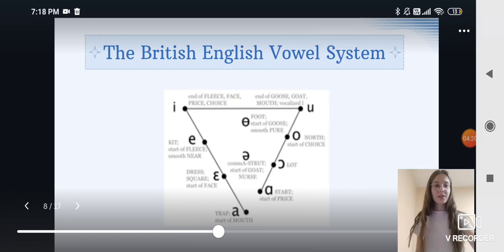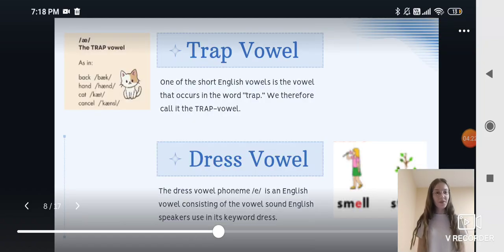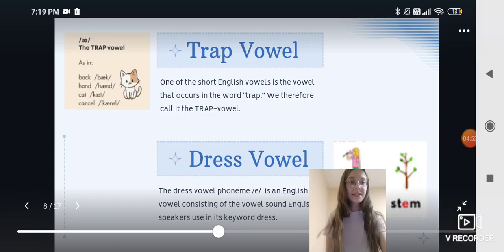And let's talk about some types of vowels. This is the chart, the English vowel system, and let's start with the trap vowel. One of the short English vowels is the vowel that occurs in the word trap. We therefore call it the trap vowel, as in examples like back, hand, cat, and cancel. Second, we have the dress vowel. The dress vowel is an English vowel consisting of the vowel sound English speakers use in its keyword dress, and also in words like smell and stem.